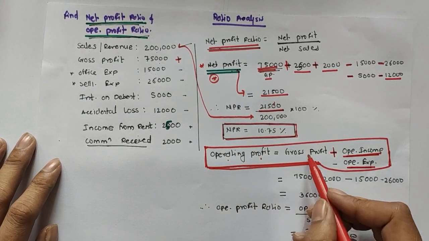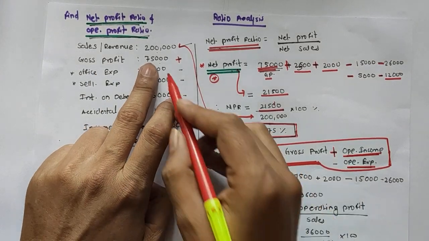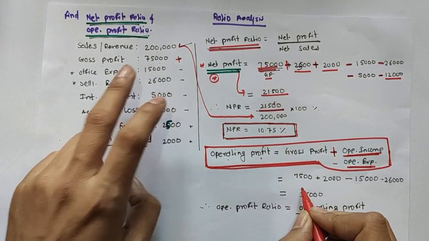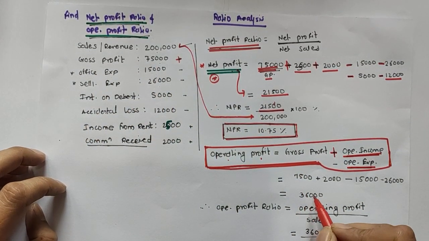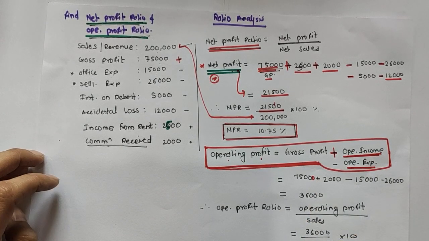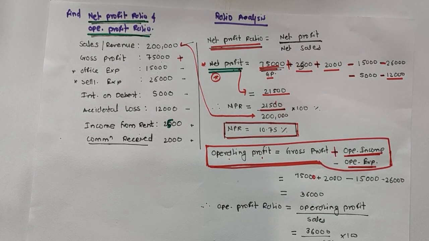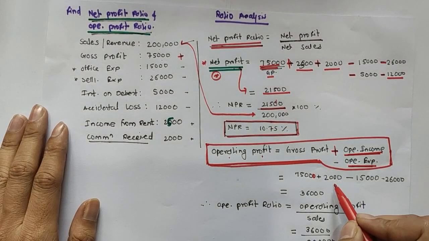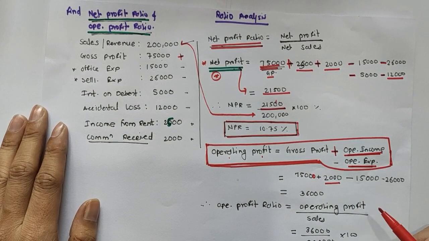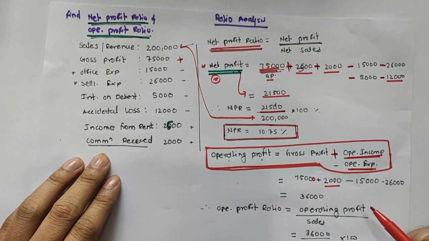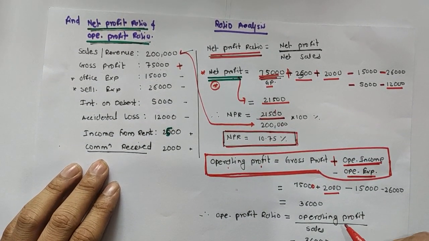See here, friends. So what is the gross profit? The gross profit they have given is 75,000, right? 75,000 is the gross profit. Next, what they have given, we have added 2,000. Why have we added 2,000? We have to add the income.